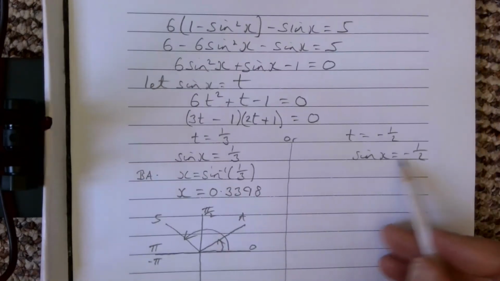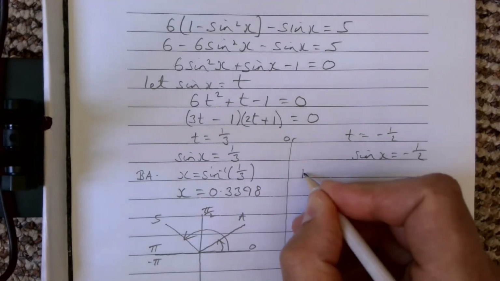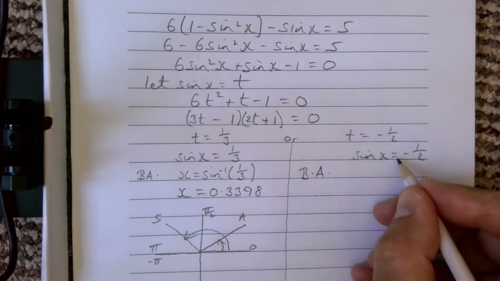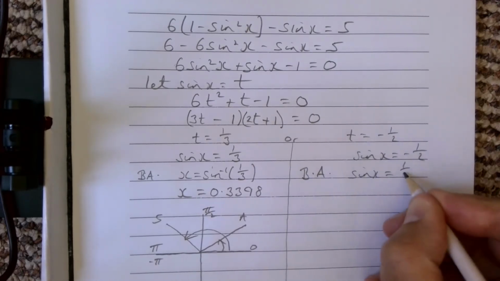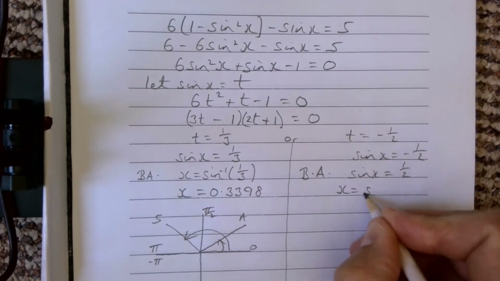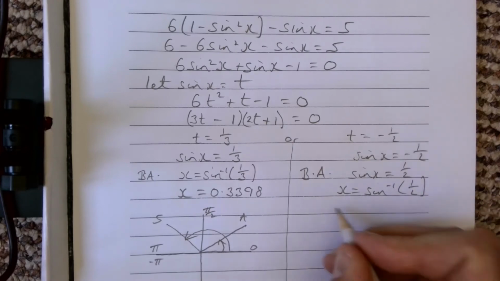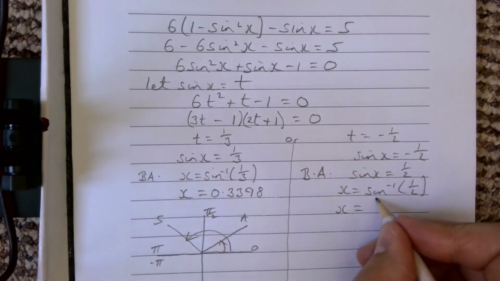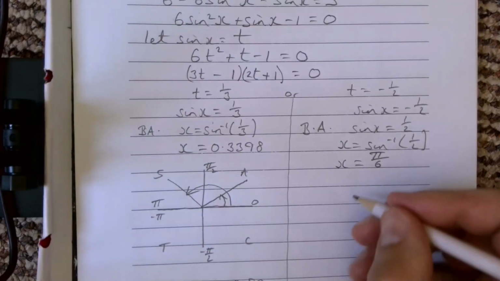Next one then is sine x equals minus a half. We're going to find our basic angle. So we ignore the negative. So we're going to go for sine x is a half. X equals sine to the minus 1 of a half, and that's one that we maybe should know. That's one of our normal angles, so it's 30 degrees or pi over 6 whenever we're in radians.